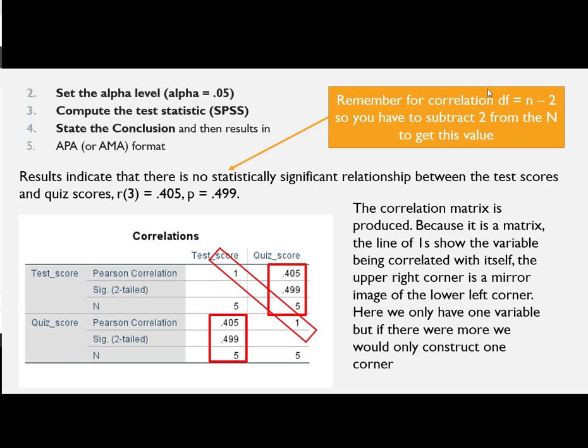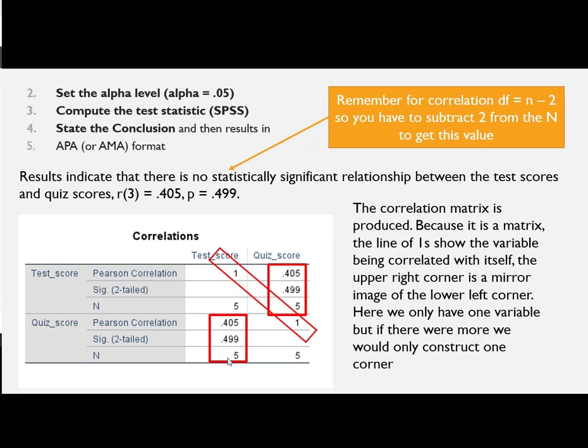Okay, so remember for correlation, degrees of freedom is n minus 2, so we have to subtract 2. So we report the degrees of freedom here. We had n equal to 5, so our degrees of freedom is equal to 3. Our correlation coefficient is 0.405, and our p-value is 0.499.